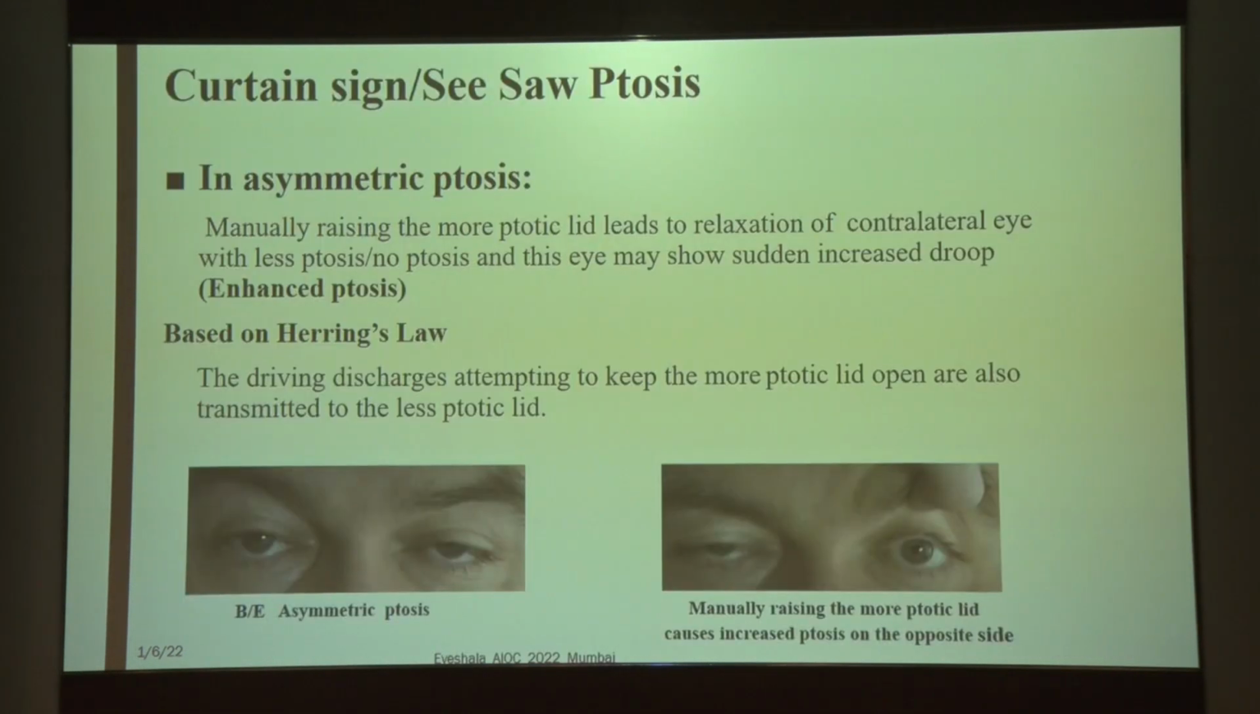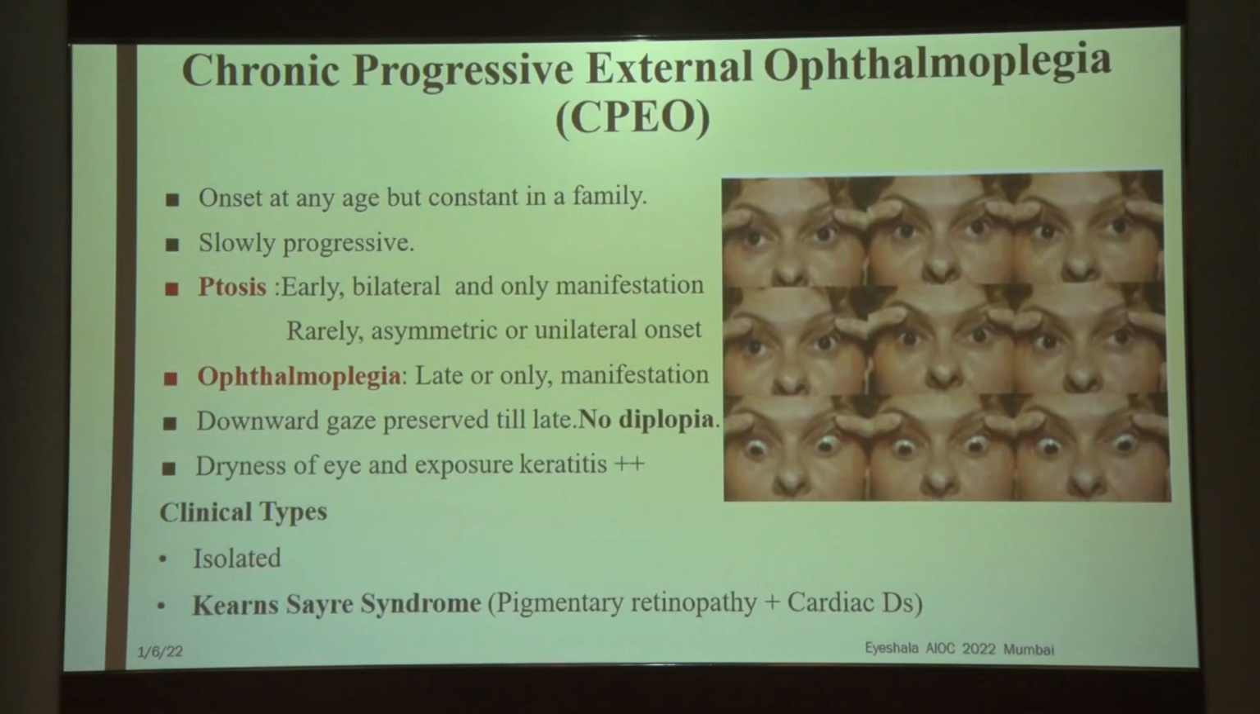It also shows a seesaw ptosis. Again, it is seen because asymmetry is there in myasthenia. This is because of Hering's law. You raise the more ptotic lid, the other lid will fall because equal innervation is going, but when you raise this lid, that innervation decreases and the other eye falls immediately. So this is the curtain sign.